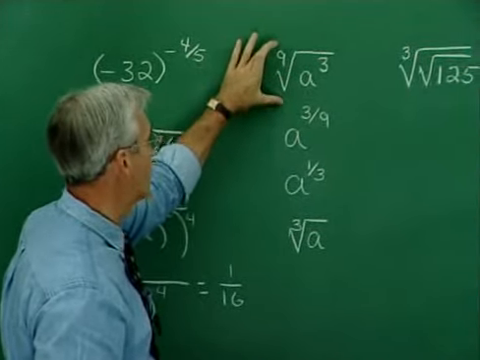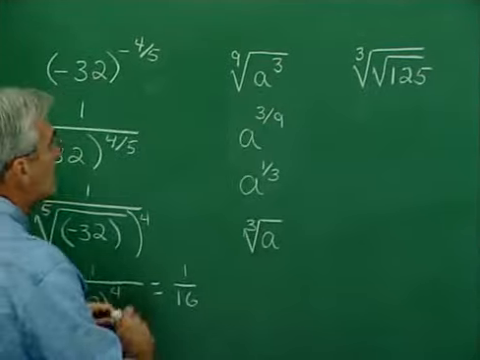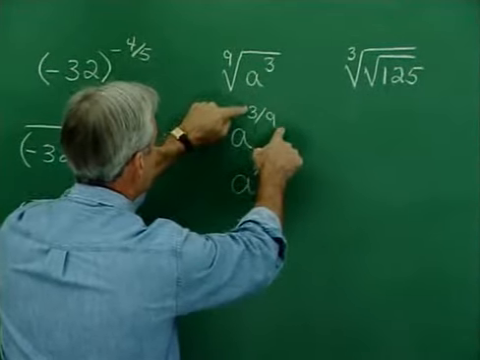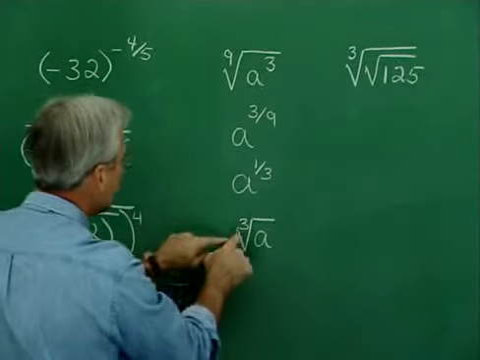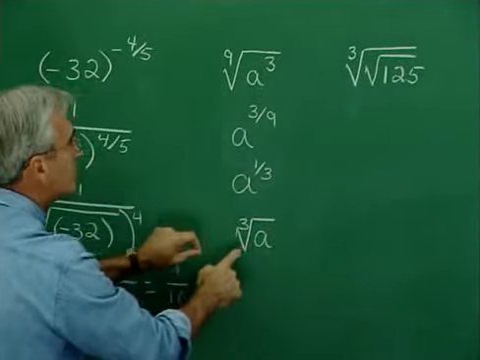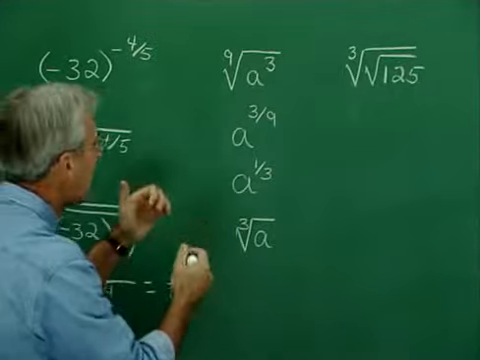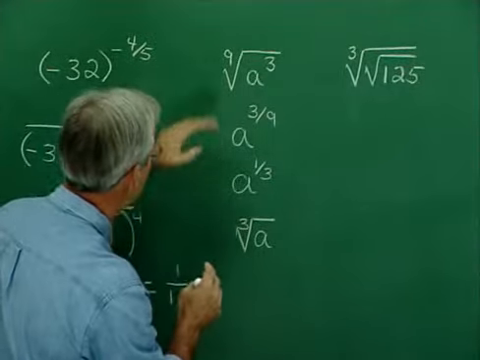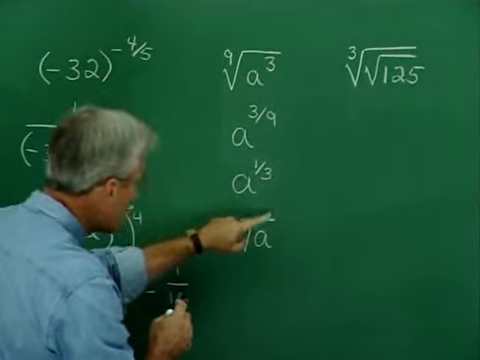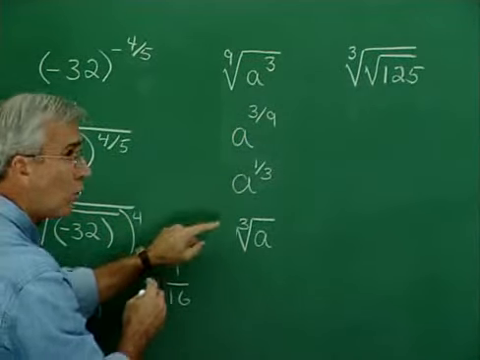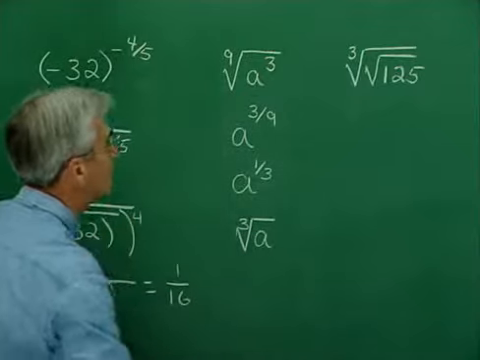Here we have the 9th root of a cubed. Let's go from the radical form to the fractional exponent form. And when we do, we have 3/9, which reduces to 1/3, which we can go back into radical form as the cube root of a. So we create a simpler radical by just going into this other world, this fractional exponent world, and coming back out to the radical world, and we have a simpler radical.